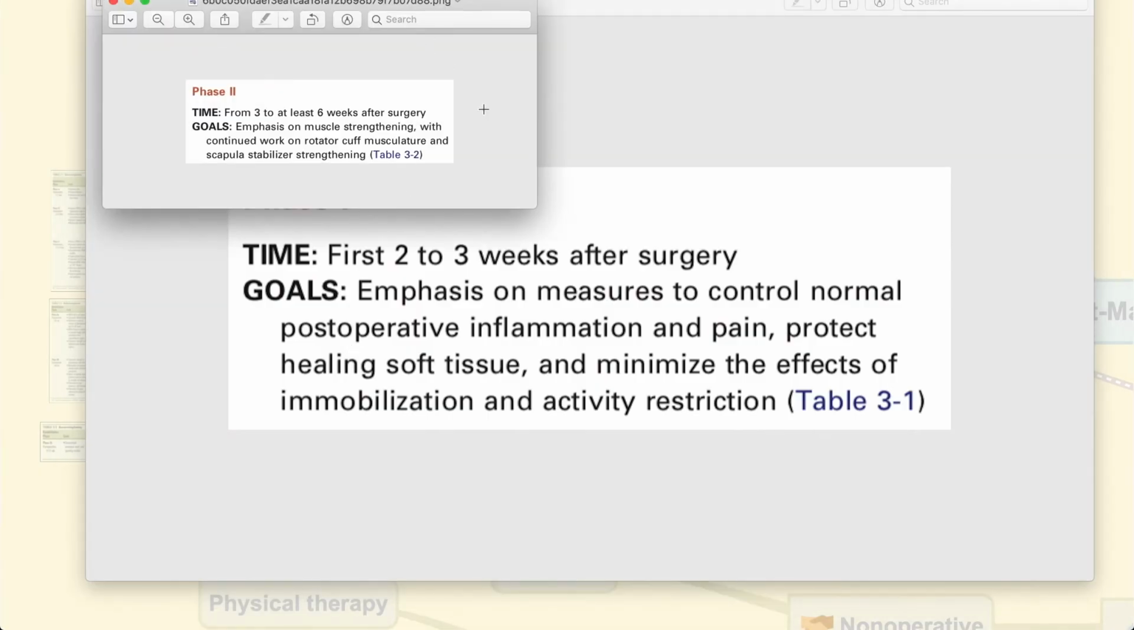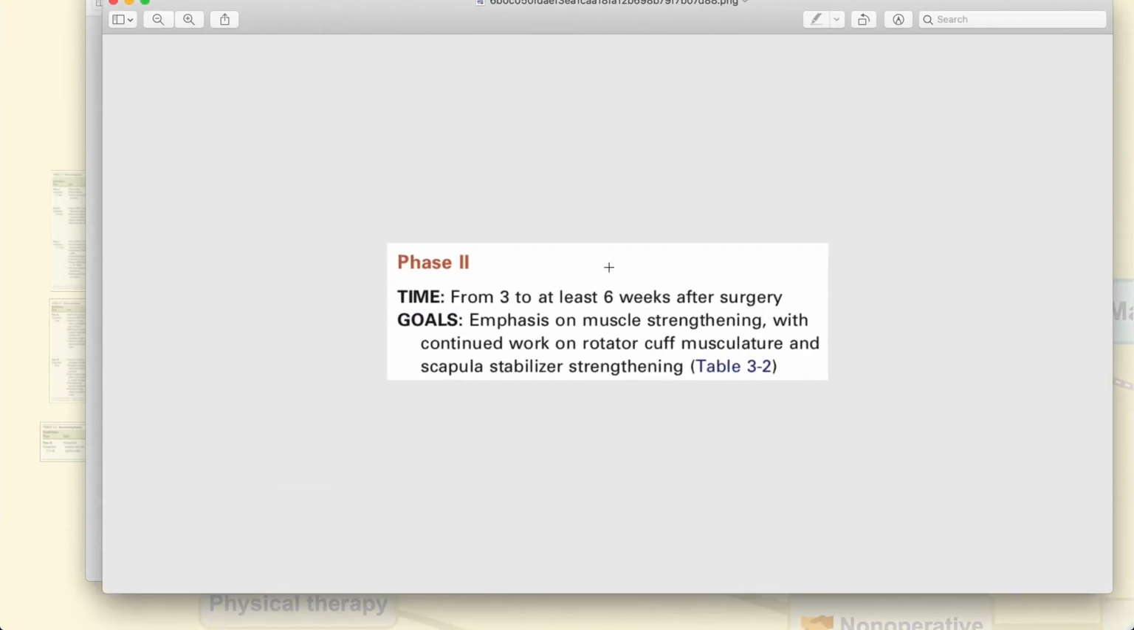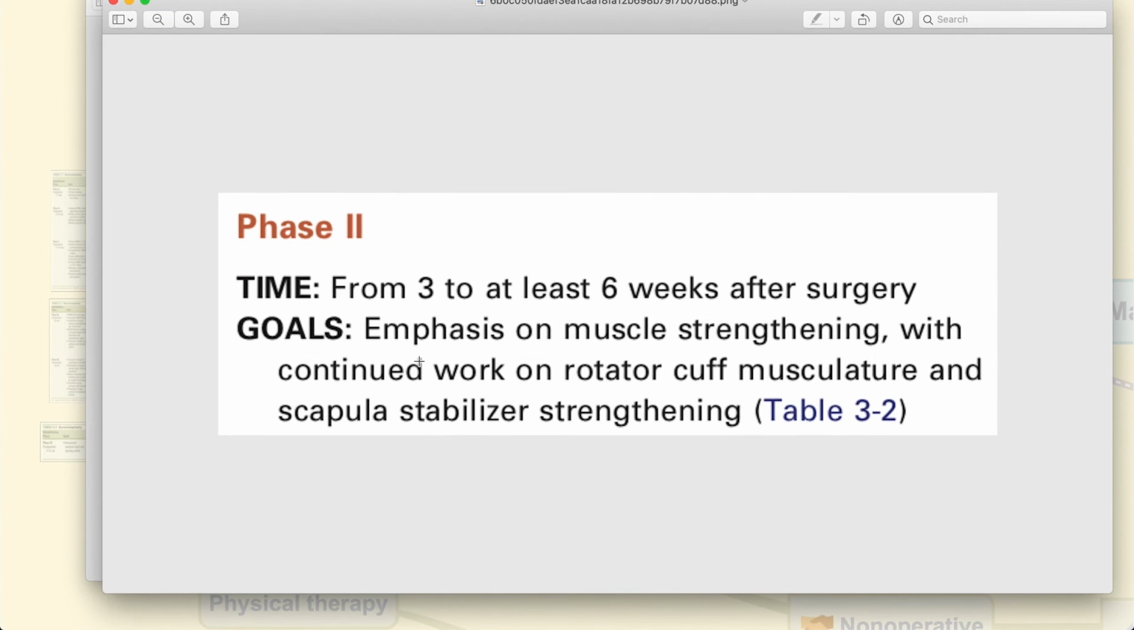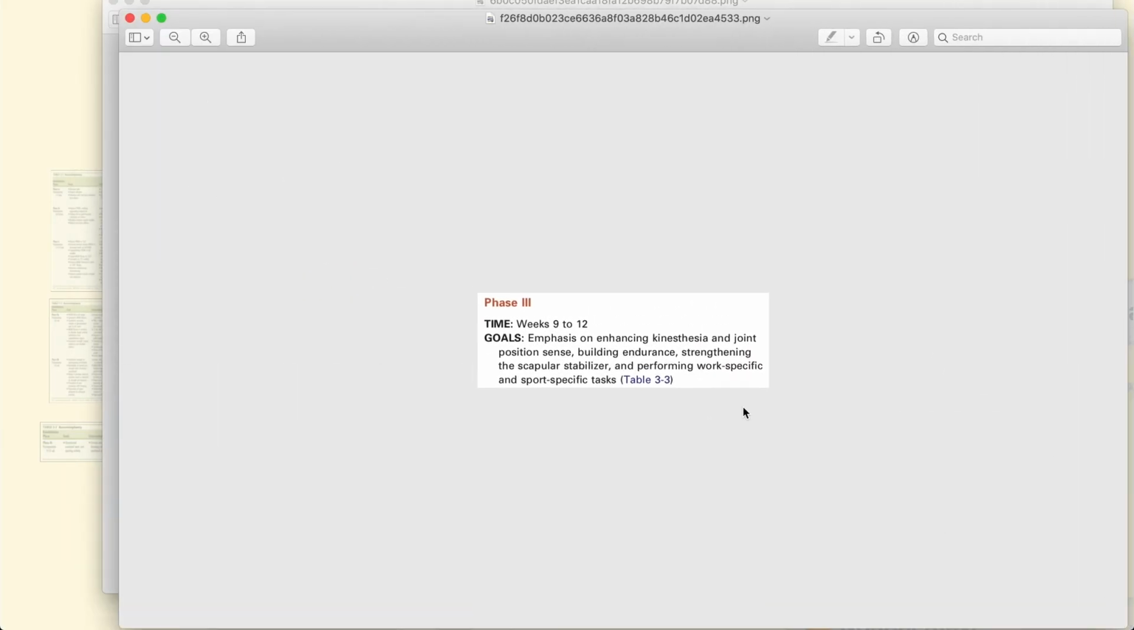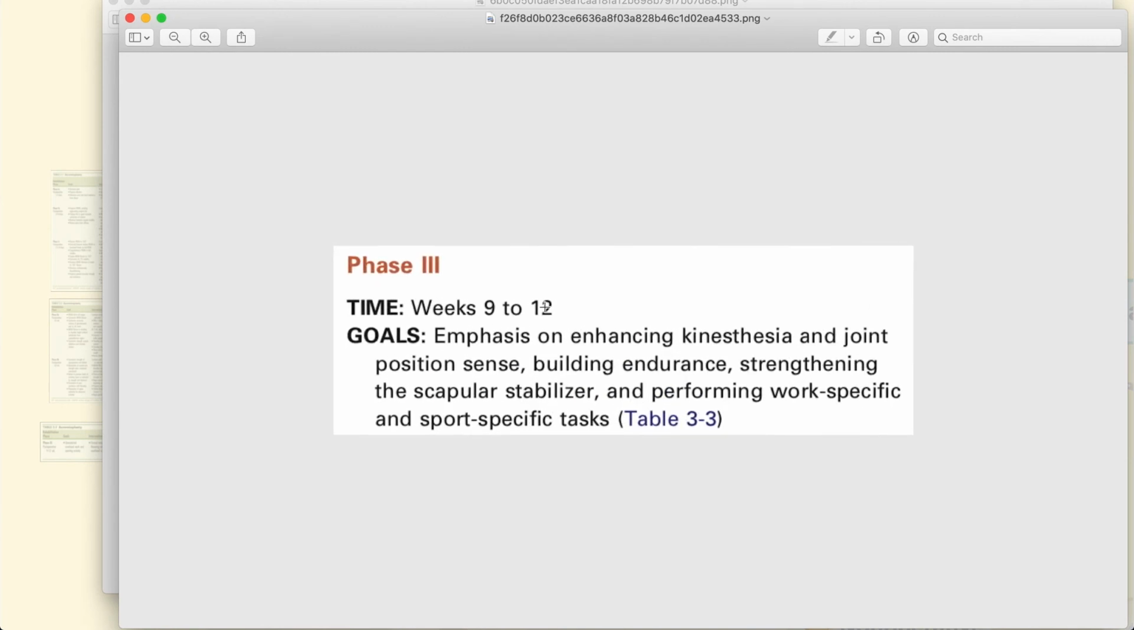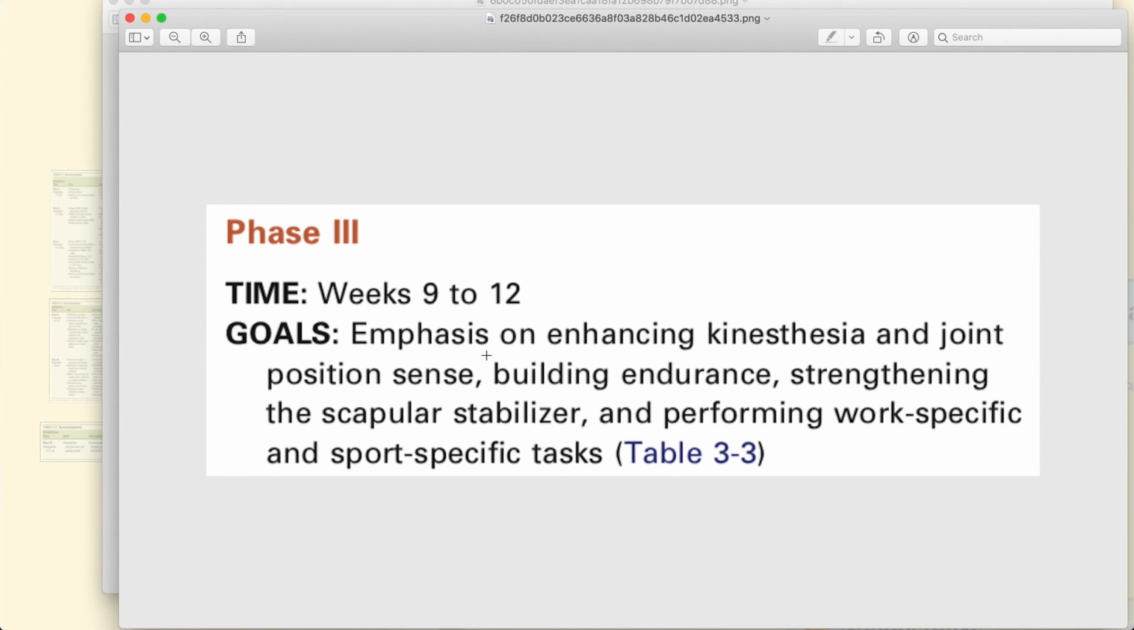The next phase would go on for around 3 to 6 weeks after the surgery, where your emphasis is on muscle strengthening and you need to continue your work on rotator cuff and scapular stabilizer strengthening. And the final phase of the rehab should be continuous and last for at least 3 months, and the emphasis is based on kinesthesia and also joint position sense, basically building your proprioception and making it a good one so that you do not injure your shoulder in the future.